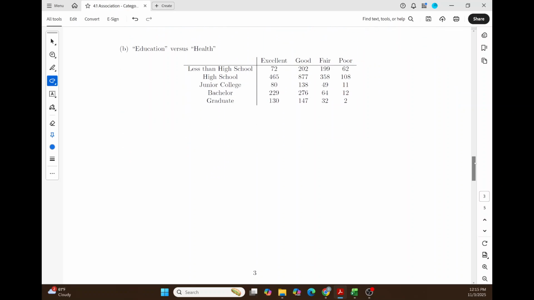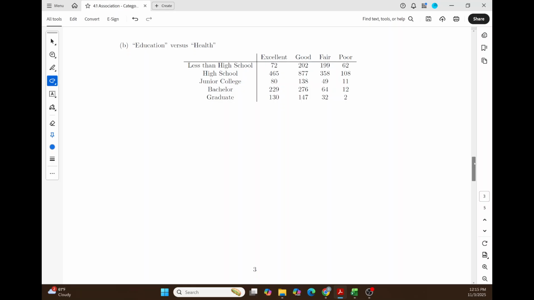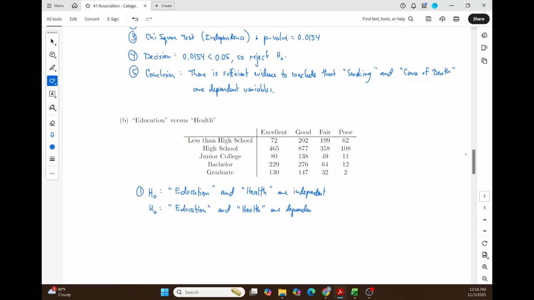Okay, let's look at another one. So education versus health. Let's run the test here. I'll let you pause the video and write out the null and alternative hypotheses. Okay, so that's my solution for the null and alternative hypotheses. Then we're going to run the test, right? Step 2, we're going to skip. We'd have to calculate 20 different sample proportions, and I'm not going to make you do that, right? So we'll skip that one, but we'll go on to step 3 and get the p-value, okay, by running a chi-square test for independence.